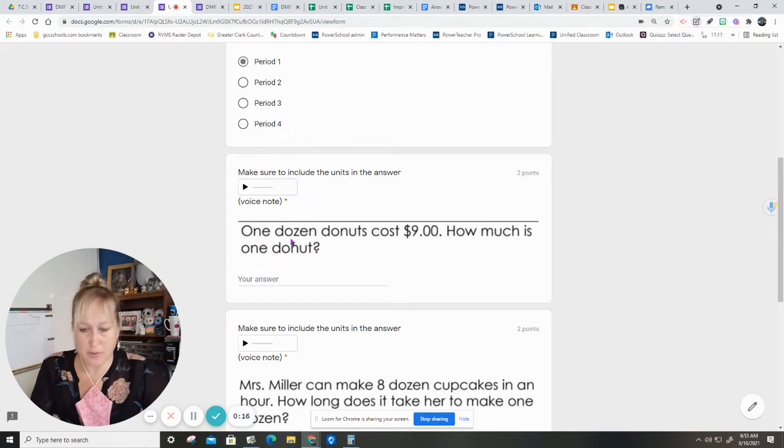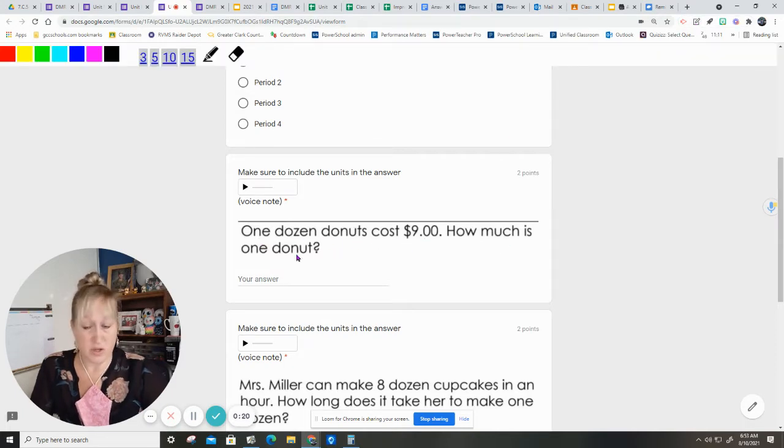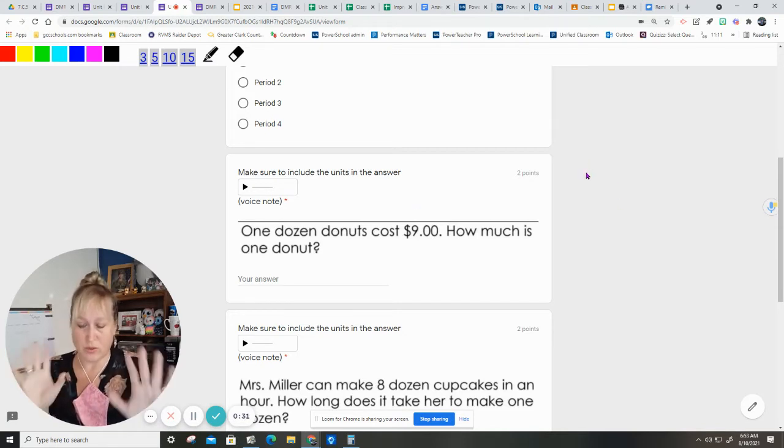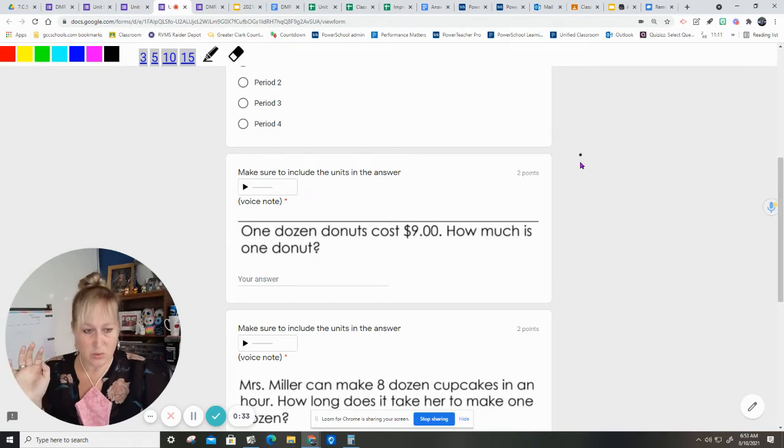Here is the problem. 1 dozen donuts cost $9. How much is 1 donut? So in this case, we need to start thinking about what 1 dozen means. Personally, I do need to write this out with an equation. So I get 12 donuts. That's the trick. 12 donuts. So 1 dozen is 12 donuts for $9.